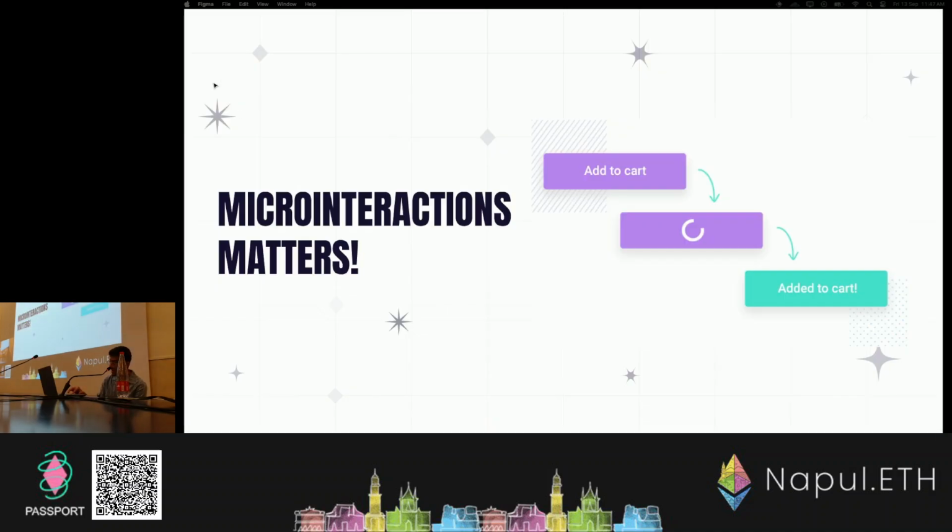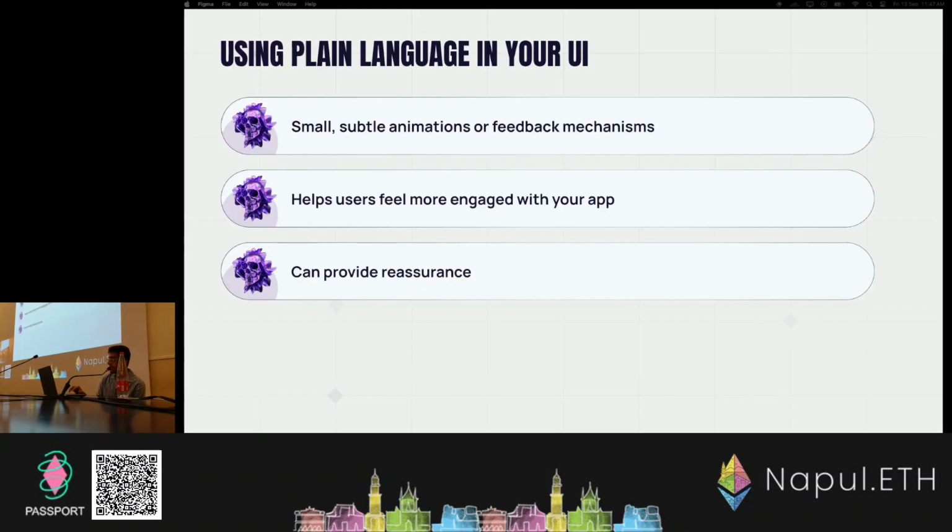And micro-interaction is, again, one of these things. They are small but subtle animations or feedback mechanisms that make your app feel much more polished and user-friendly. It makes it look much more bougie. So for example, when a user hovers over a button, it might change color or animate slightly to show that it's clickable. Or when a transaction is successful, you could show a brief confirmation animation. So these small touches really help users.